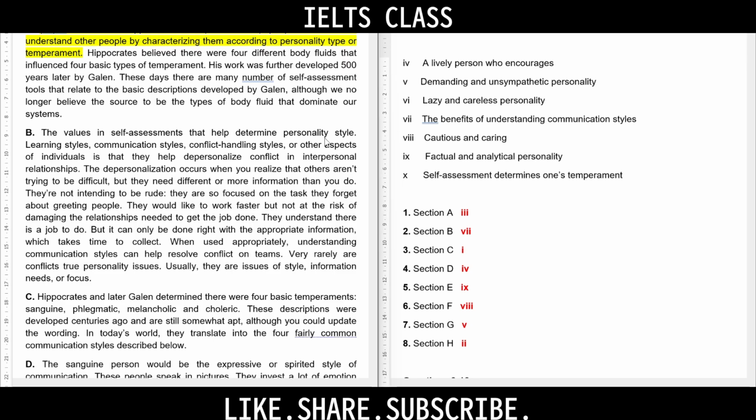So, using self assessment tools, they would determine the values, which would then determine the personality style. Once again, we confirm that section A's answer was 3, that was physical explanation, and not 10th. Self assessment determines one's temperament. But let's continue with reading paragraph B.